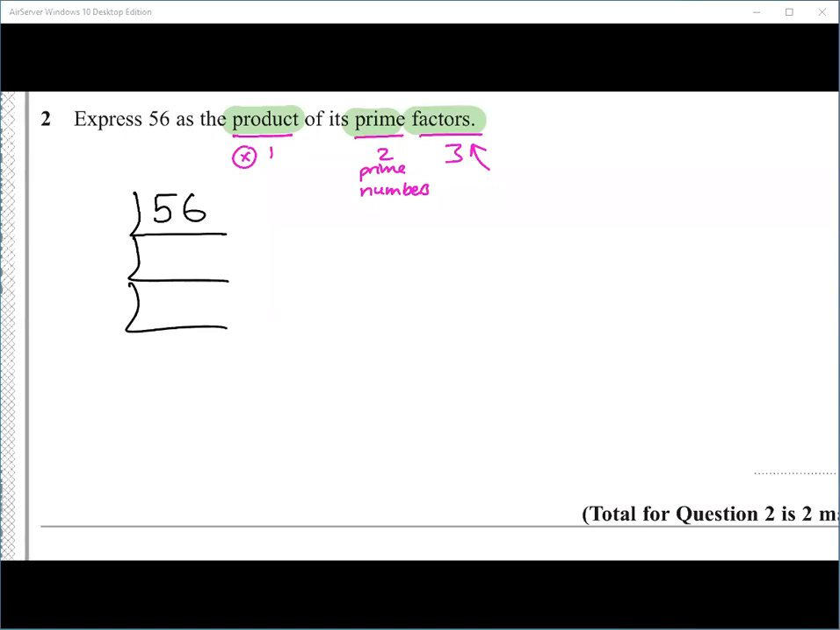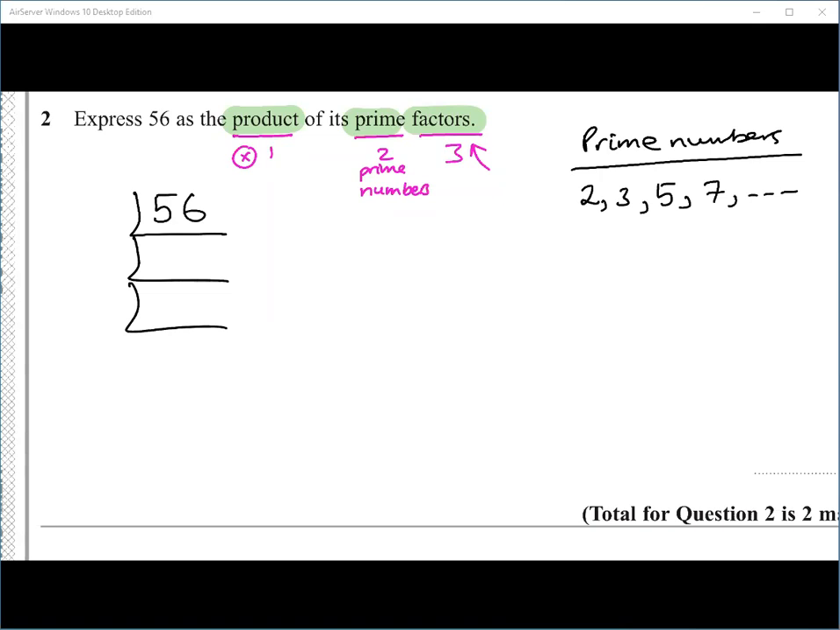So first of all, give me some prime numbers that we're going to be dividing by. The first prime number is 2. Then 3, 5, 7, and so on. So when we're doing the product of prime factors, we have to divide by prime numbers.